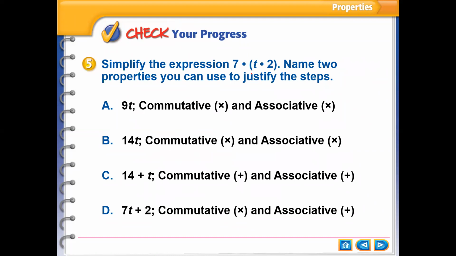Next, simplify the expression 7 into t into 2. Name two properties you can use to justify these steps. So what will be the answer? Look at this. First, you will write 7 into t into 2. Sorry, first you will write 7 into 2 into t.